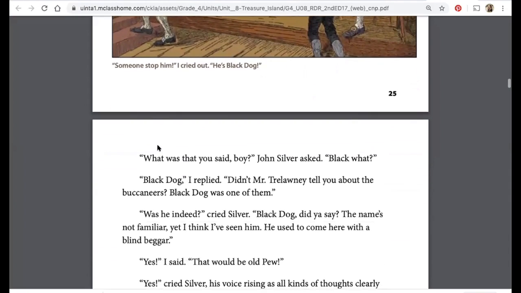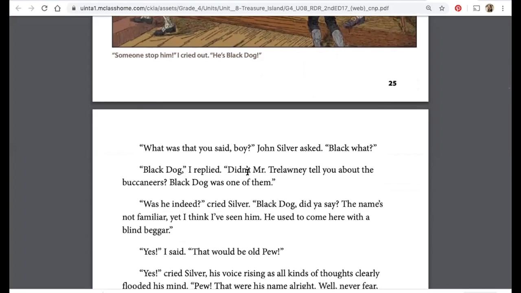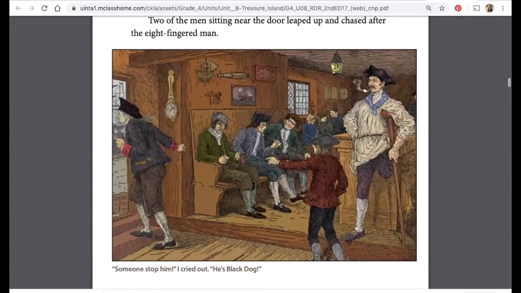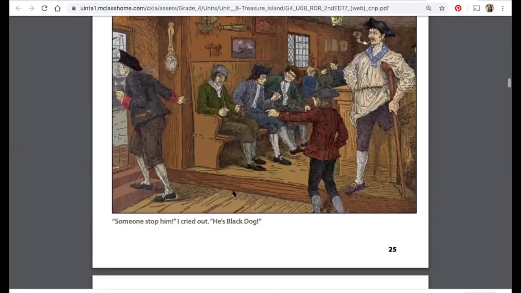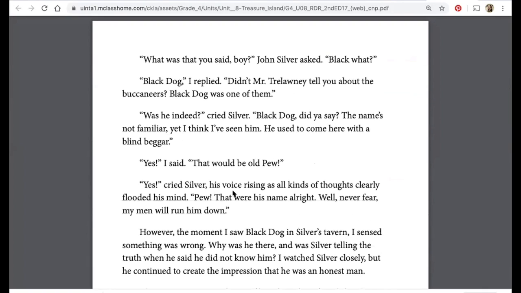What was that you said, boy? John Silver asked. Black what? Black Dog, I replied. Didn't Mr. Trelawney tell you about the buccaneers? Oh, and I skipped over this picture. I noticed him, but here we have Long John Silver and then the other man. Black Dog was one of them.